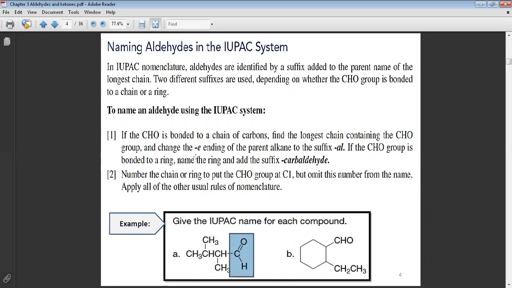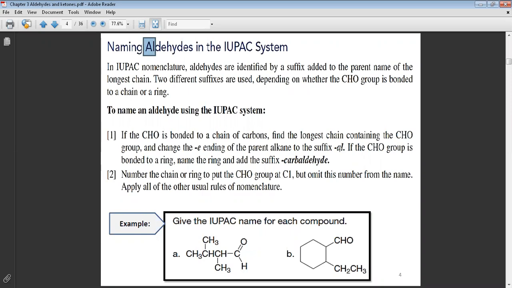And change the E ending of the parent alkane, for example hexane, propane, butane, to the suffix al. Hexane becomes hexanal, propane becomes propanal, butane becomes butanal. That means this al refers to the aldehyde group. It is coming from aldehyde. Al, aldehyde, refers to the aldehyde compound.